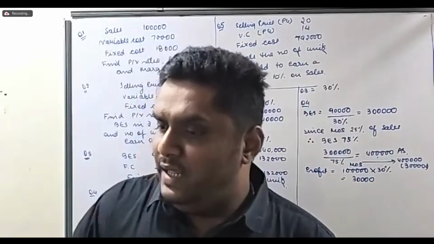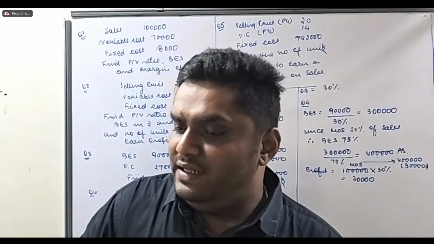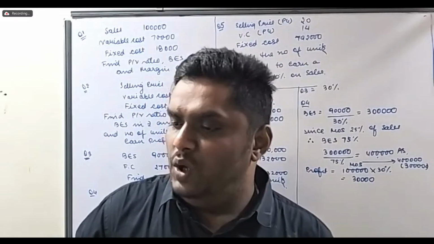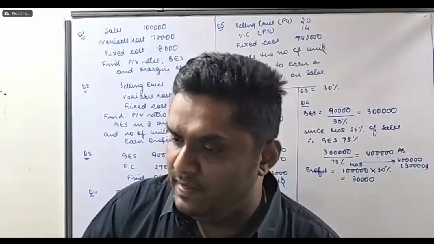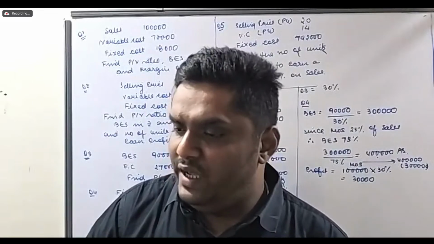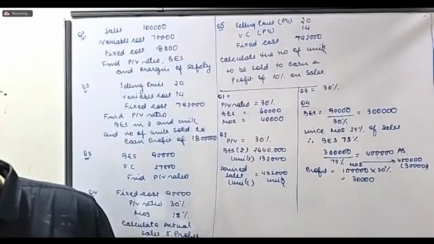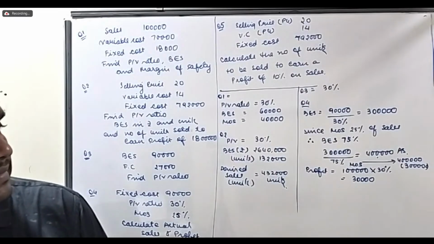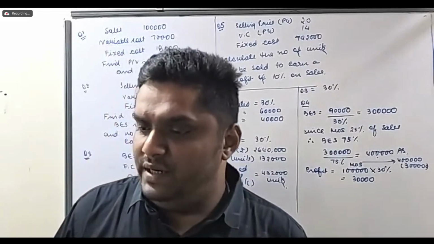So fifth question, I'm getting different answers: 1,32,000, 1,76,000, 1,98,000, 1,17,000. So many answers for one question. Still, I request you guys to try. Last 2 to 3 minutes. That's it.